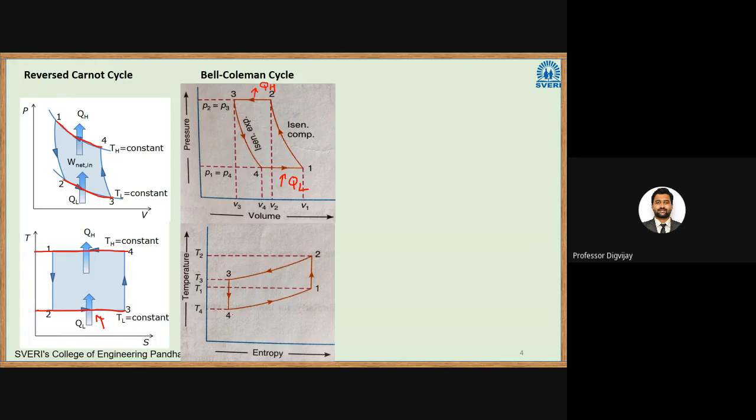Similarly, we have a temperature entropy diagram. Here we have replaced 2 to 3 and 4 to 1 by constant pressure processes, and that is represented here. So 4 to 1, previously a constant temperature process, is now a constant pressure process. Again 3 to 2 is also a constant pressure process. 1 to 2 and 3 to 4 are isentropic processes, so in this case entropy will remain constant.